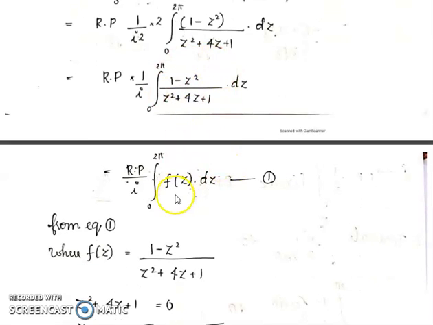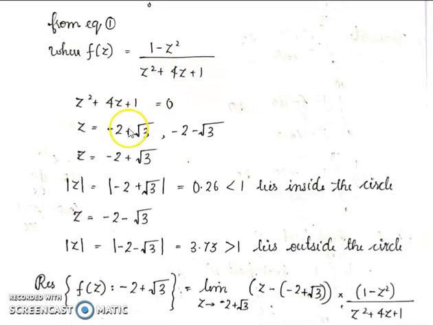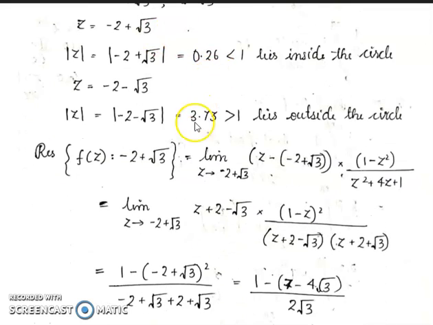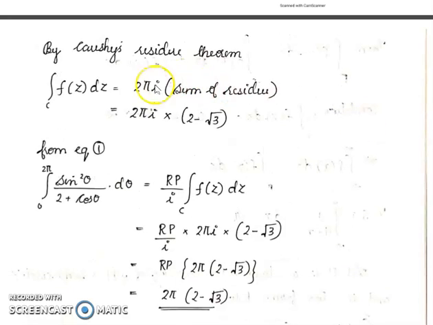This term is taken as f of z. You find the poles, okay. You find whether it lies inside, or you can do it on your own. You can find whether it lies inside or outside. For inside point you find the residue, which is familiar to you. You find the residue, and by Cauchy residue theorem you get 2 pi I into sum of residues.